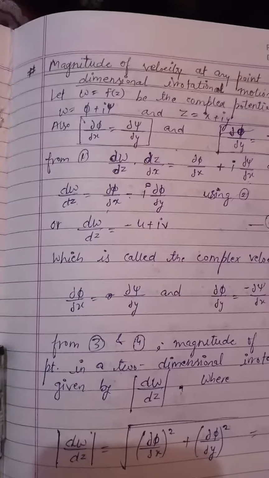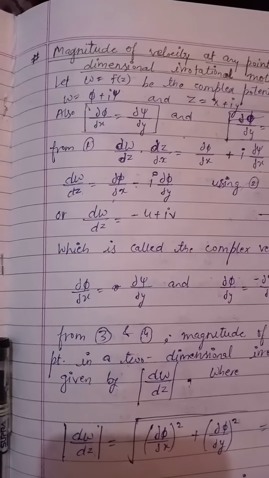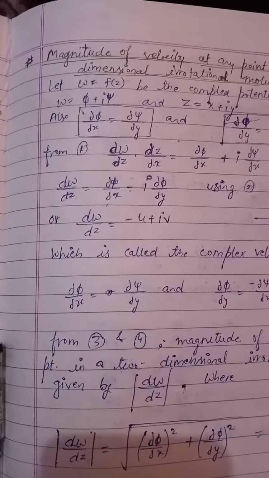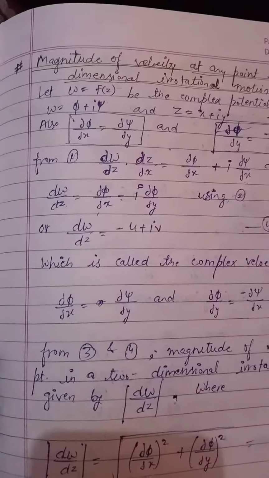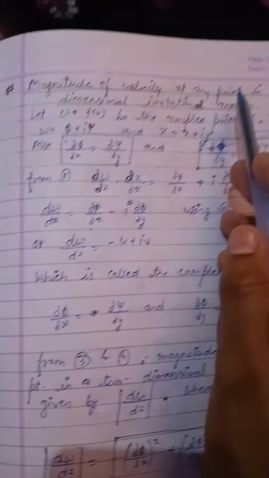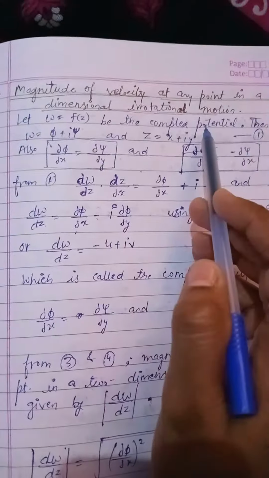Hi friends, this is Ishu, and yesterday we studied what is complex potential, and today we are going to see the magnitude of velocity at any point in a two-dimensional irrotational motion.